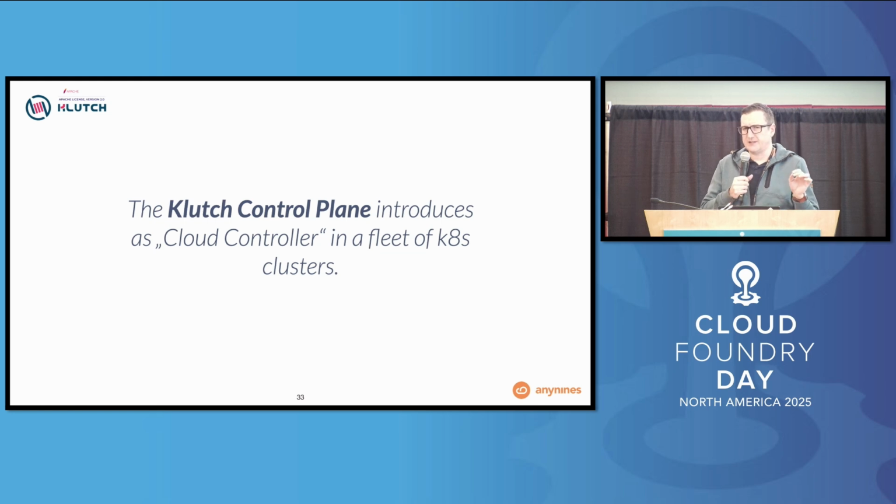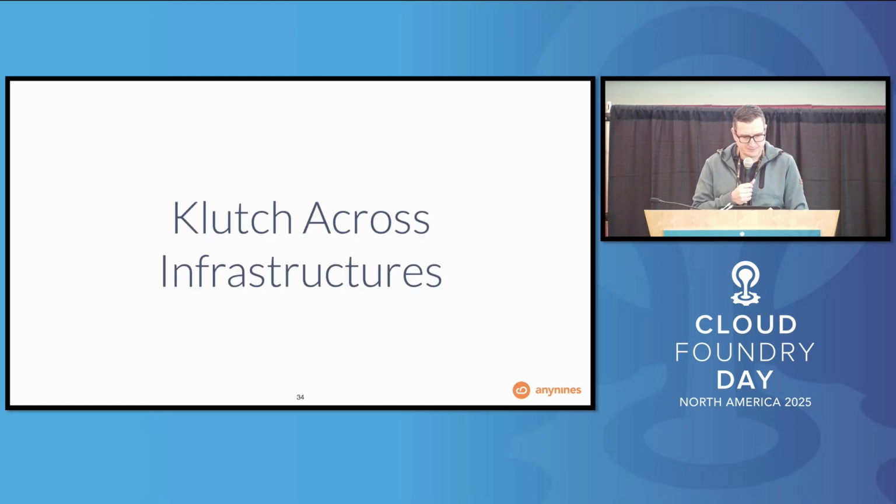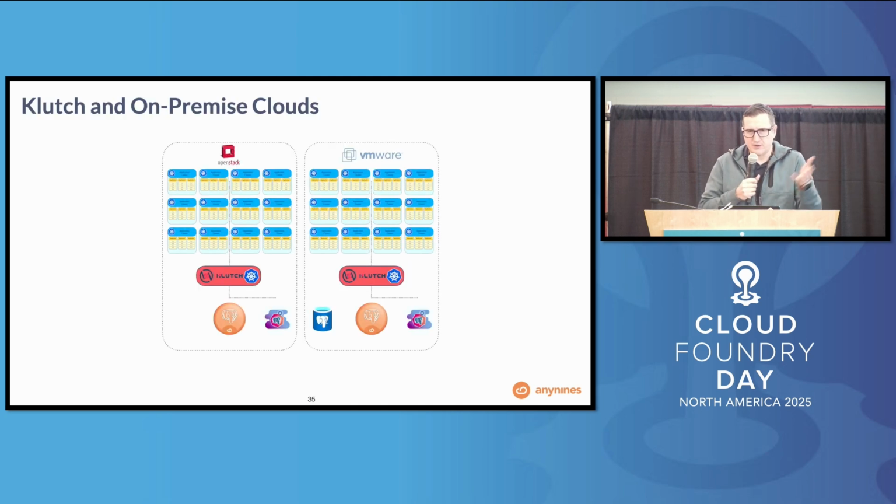The main idea here is, in a world where Cloud Foundry is not the only platform you have, you want to have something that allows your platform team or your security team to have a central metadata registry about where cloud service instances are and where they are being used. So Klutch introduces a control plane that resembles the functionality of the cloud controller in a fleet of Kubernetes clusters. And obviously, it works across infrastructure.